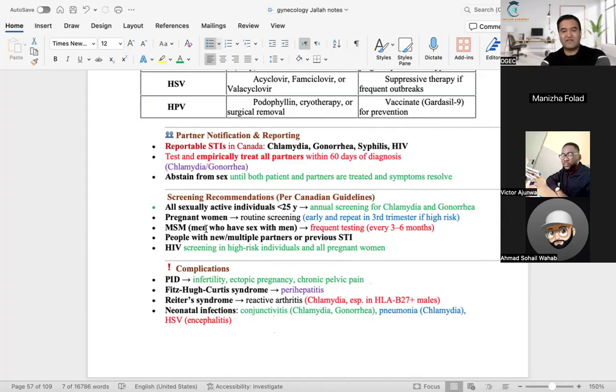For men who have sex with men, frequent testing every 3 to 6 months. The risk of sexually transmitted infection in men who are engaging in sexual activity with other men is very high compared to the heterosexual population, so they have to do their screening more frequently. People with new or multiple partners or previous sexually transmitted infection also have to go through the screening, HIV screening, and high-risk individuals and all pregnant women.